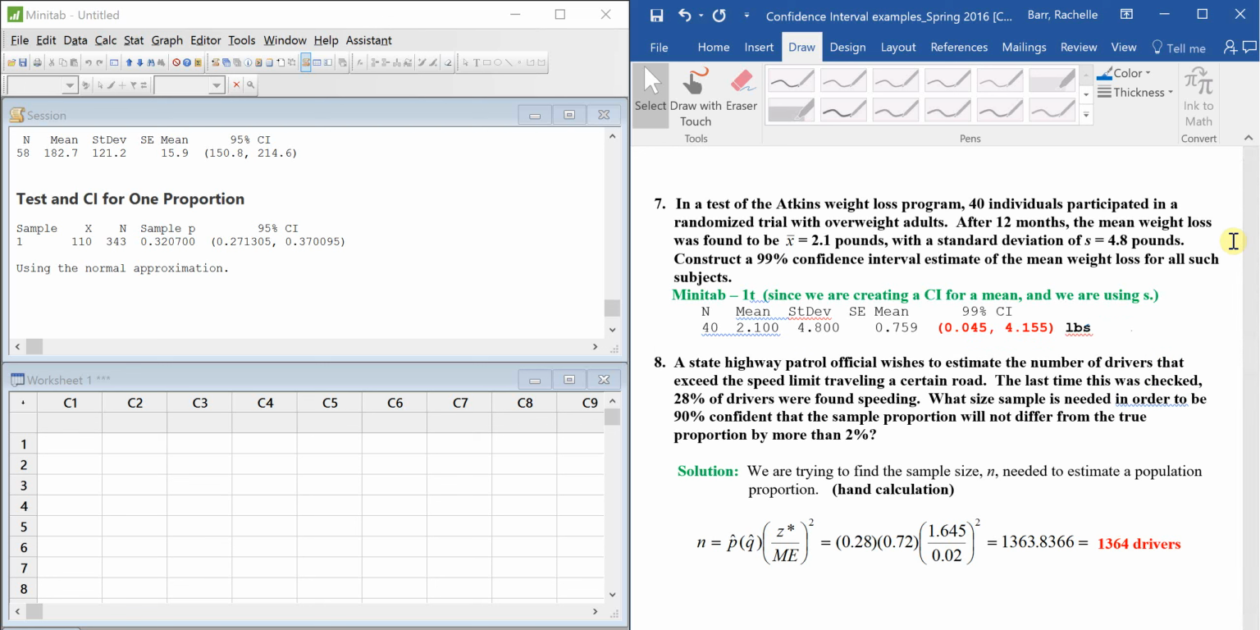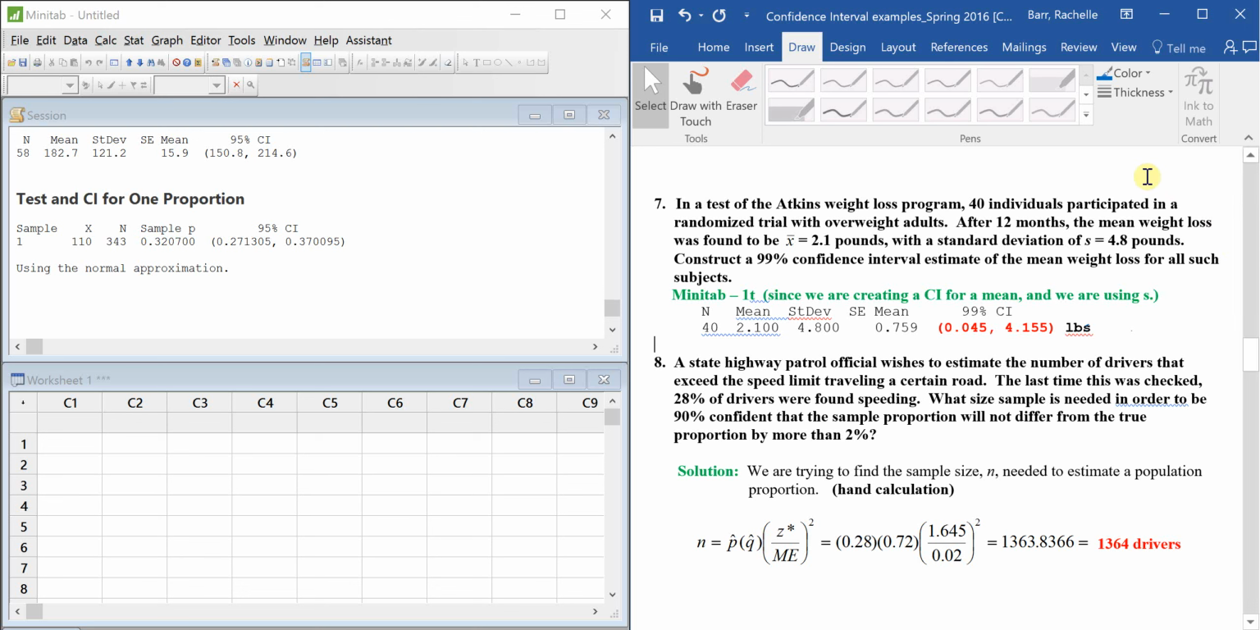In a test of the Atkins weight loss program, 40 individuals participated in a random trial for overweight adults. After 12 months, the mean weight loss was found to be 2.1 pounds, with a standard deviation of 4.8 pounds. We're going to construct a 99% confidence interval this time for the mean weight loss for such a study.